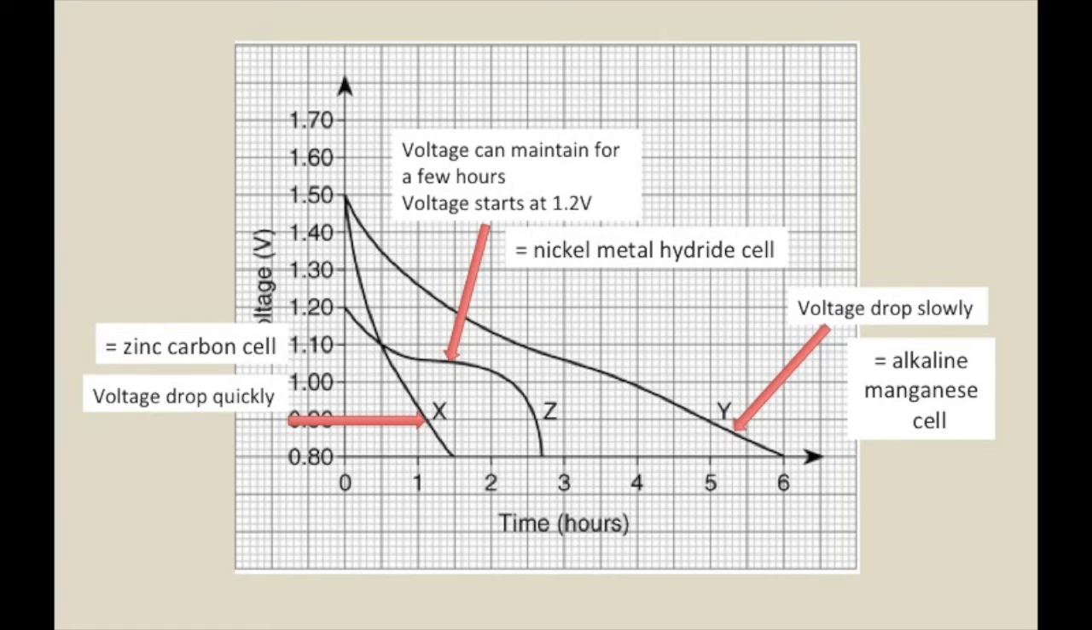And the curve Z, you can see it also has a voltage drop, but first of all, the voltage starts at 1.2 volt, which means the nickel metal hydride cell. The second one we want to double confirm. We can see the voltage is actually maintained for a few hours. That means the voltage does not get a large change for more or less 2.5 hours. So we can conclude that it should be a nickel metal hydride cell. So the answer should be A, B, C, or D. So the answer should be C.